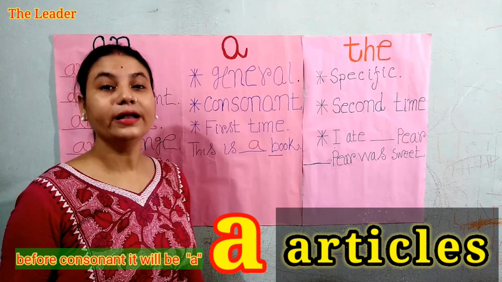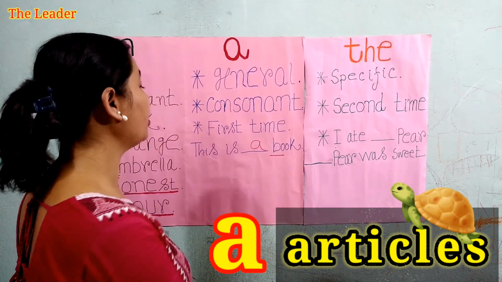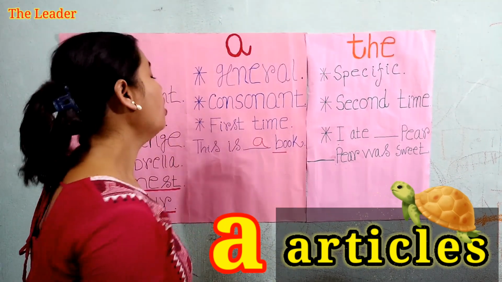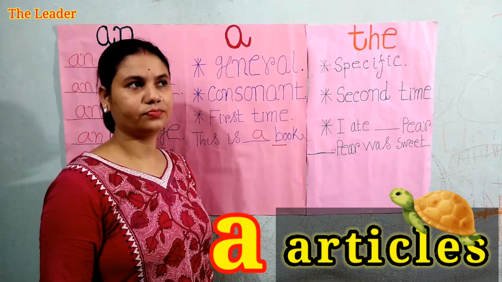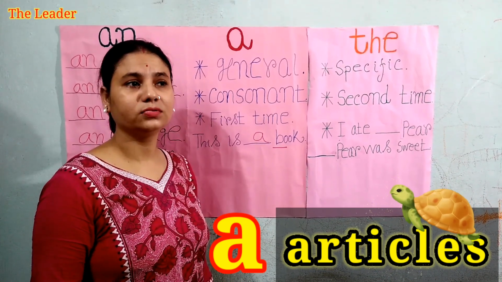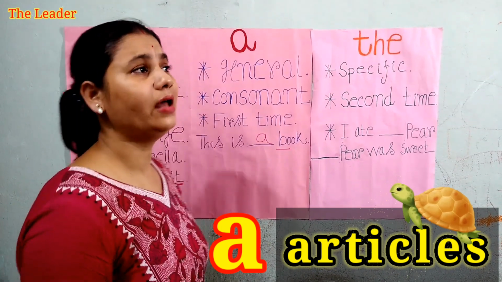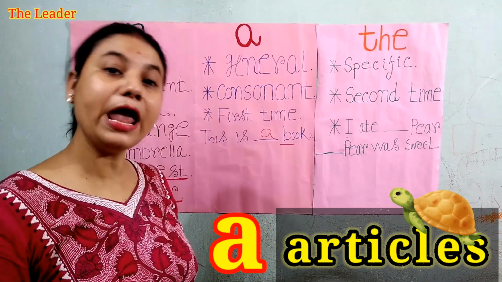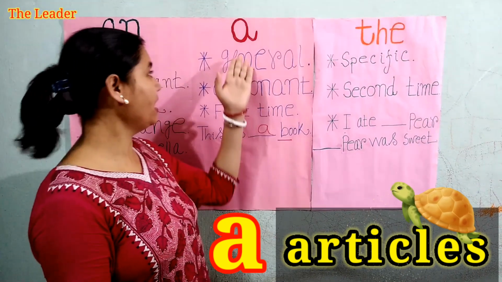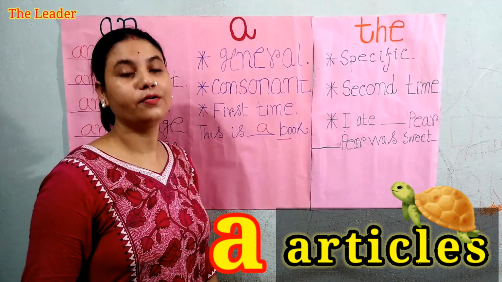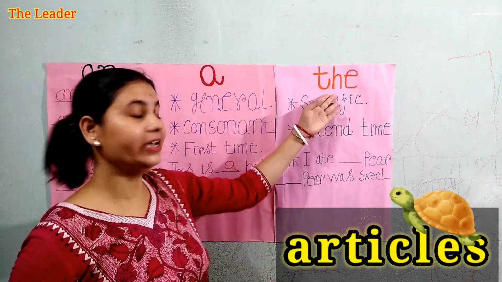Okay student. Next point, first time. When we talk about something for the first time, like I saw a beautiful flower. Here I saw a beautiful flower for the first time. So I use the article a. Okay student, first time. Okay, let's come to the next article, the.